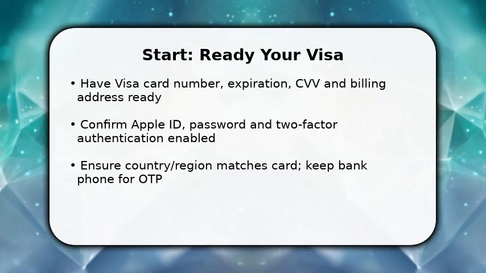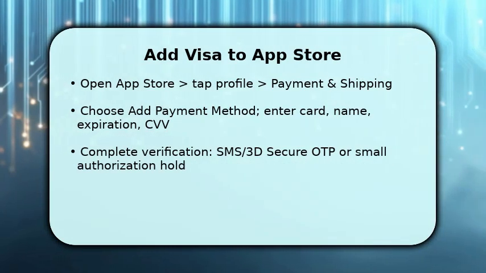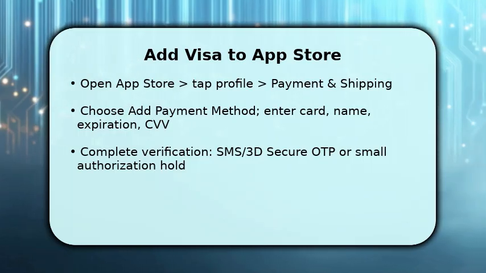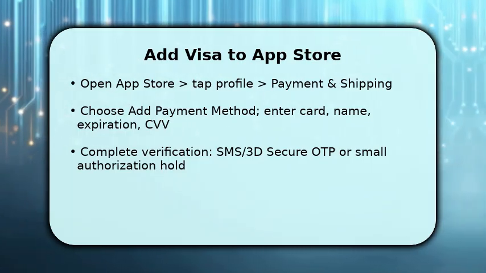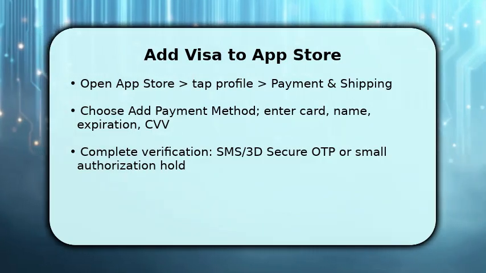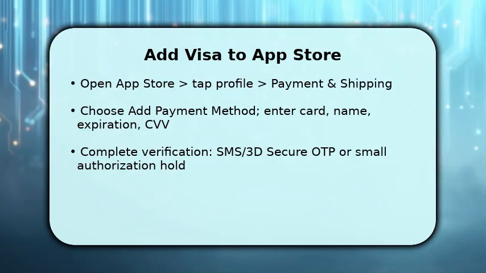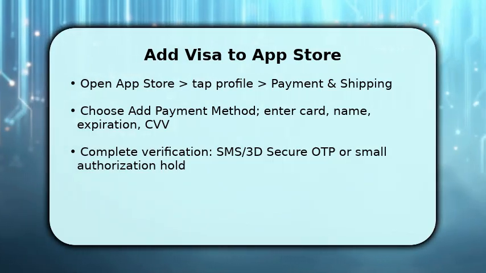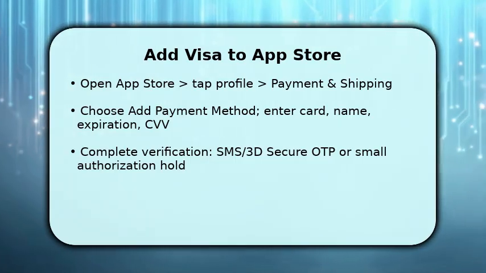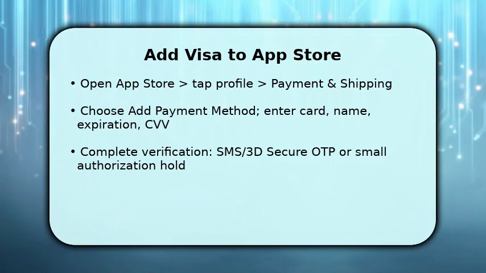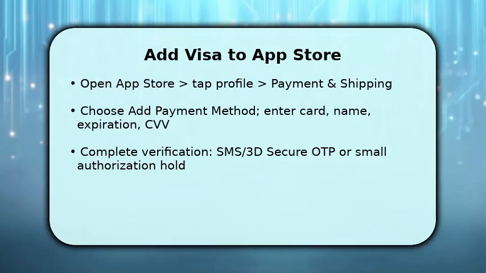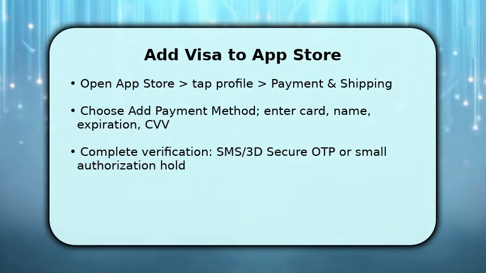You now open the App Store and tap your profile, then Payment and Shipping. This is where you add a method. Enter the Visa number, name exactly as on card, expiration, and CVV. Accuracy matters because mismatched names or addresses often fail. Once you submit, the system will request verification, a quick SMS code or 3D secure step, and might place a small temporary authorization. After verification, make this Visa your primary payment if you prefer, so recurring charges use it automatically.